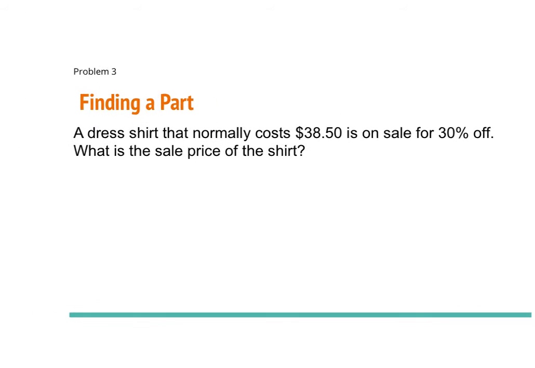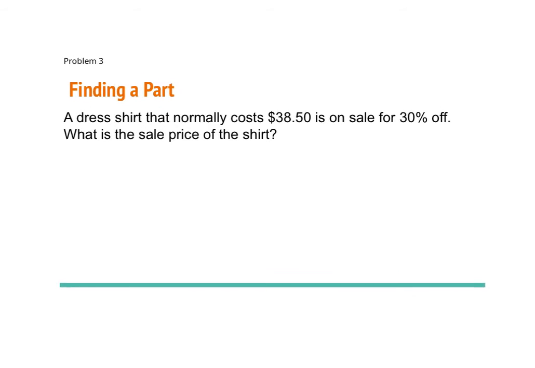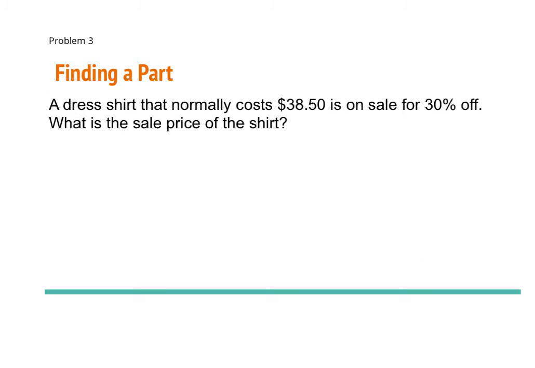All right, now let's try it with a word problem, okay? That's problem 3, finding a part. So a dress shirt that normally costs $38.50 is on sale for 30% off. What is the sale price of the shirt? So whenever something is on sale or we're applying a percentage to that number, you always want to multiply that percentage by the original amount.